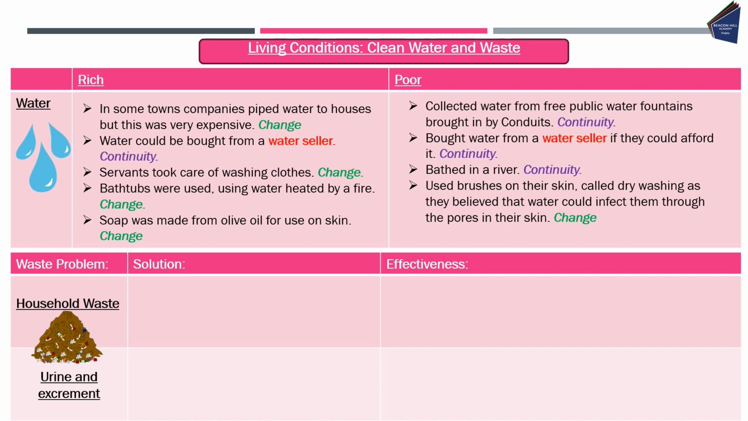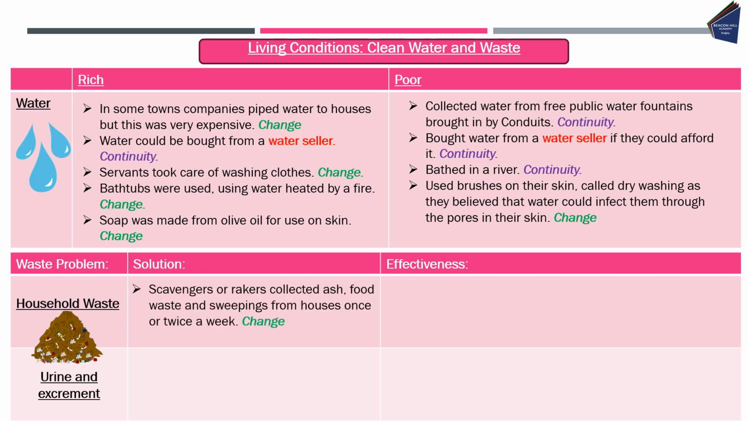So we're now going to have a look at waste. We have household waste and urine and excrement. We're going to have a look at the solutions that early modern Britain came up with and then how effective they were. So first of all, for household waste, we have scavengers and rakers who are collecting ash, food waste and sweepings from houses once or twice a week.